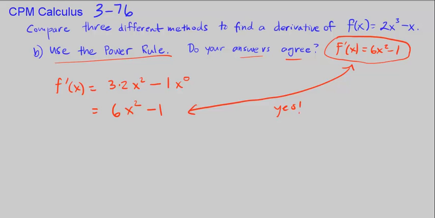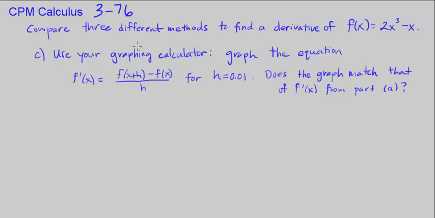Okay, so let's go on. As you can see, the power rule is a lot faster, right? If we have x to the power of whatever, the power rule is going to be much faster than the formal definition. Okay, so part C.